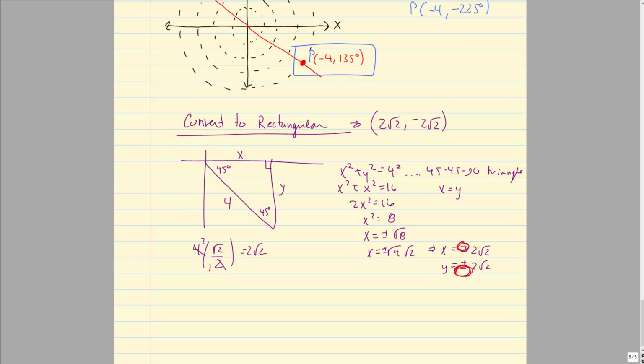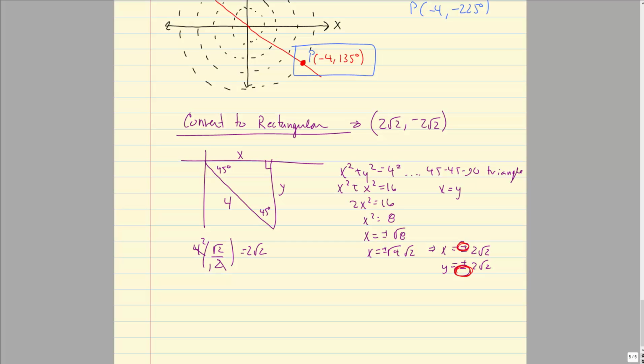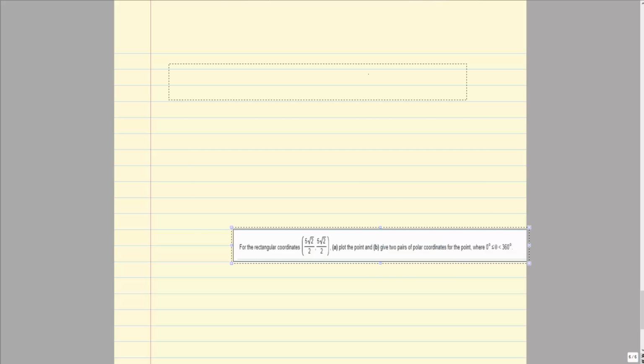Now usually we are given polar and asked to work a problem. For this next one, we are going to be given rectangular and asked to work backward into polar. Okay, let's have a look at that.